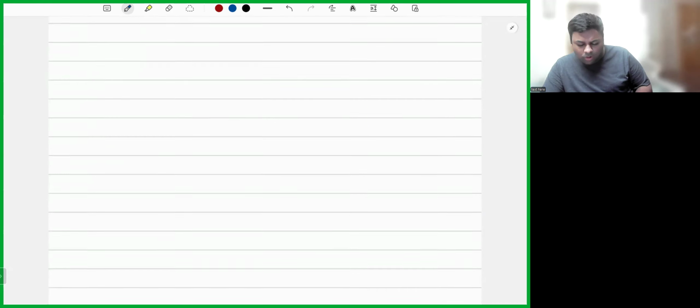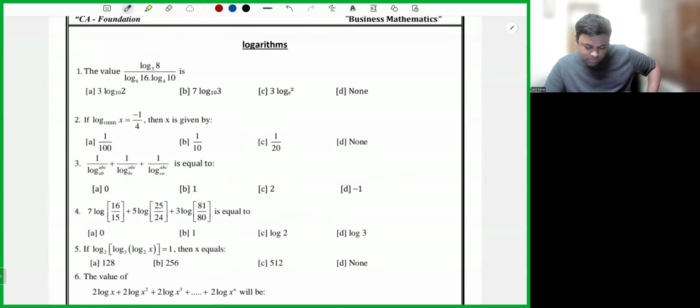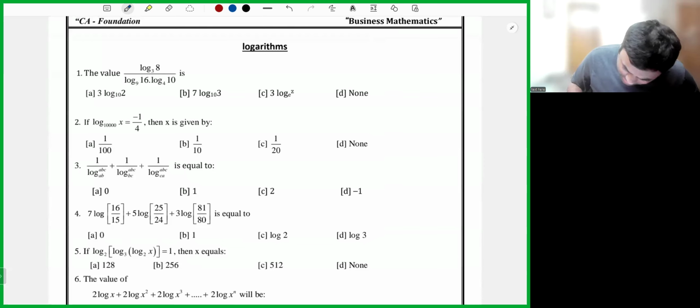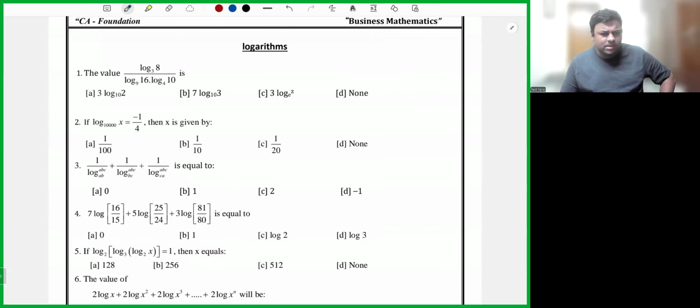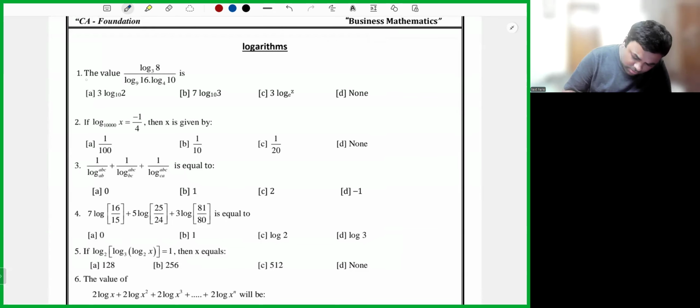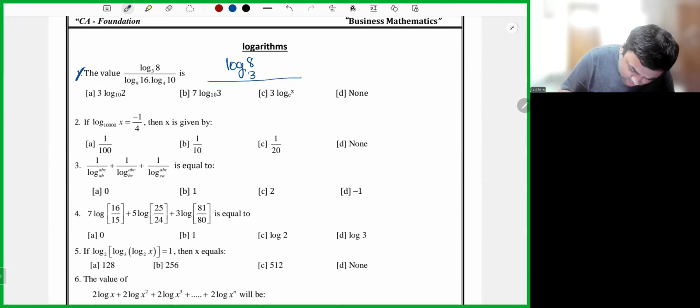Yes, sir. Now let's go ahead and tackle a few sums, my dear friends. They're simple sums, nothing much difficult. Now see this question number 1. He is asking you to calculate log 8 to the base 3 divided by log 8 to the base 3, whole divided by log 16 to the base 9 into log 10 to the base 4. That's the given question.